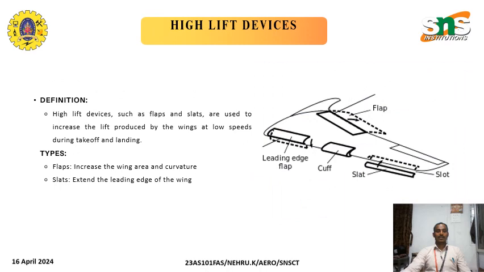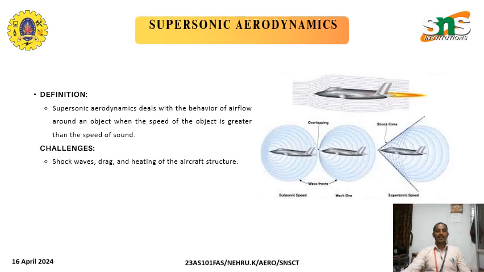So coming to high lift devices like flaps and slats. High lift devices such as flaps and slats are used to increase the lift produced by the wing at low speed during takeoff and landing. Types: either we can use a flap for producing high lift, or we can use a slat. A flap increases the wing area and the curvature, whereas a slat is extended from the leading edge of the wing. Both increase the wing surface area.